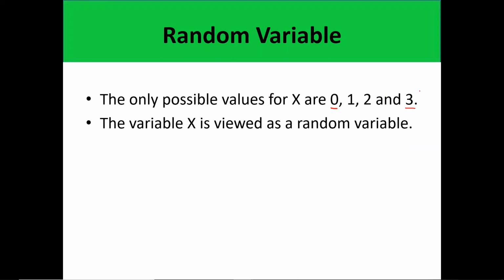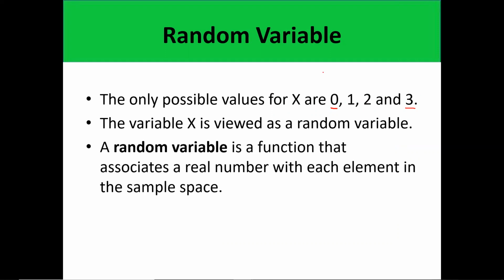So the variable x defined in that experiment, or the number of heads in tossing three coins, is viewed as a random variable. So what is a random variable? Now, a random variable is formally defined as a function that assigns or associates a real number with each element in the sample space.